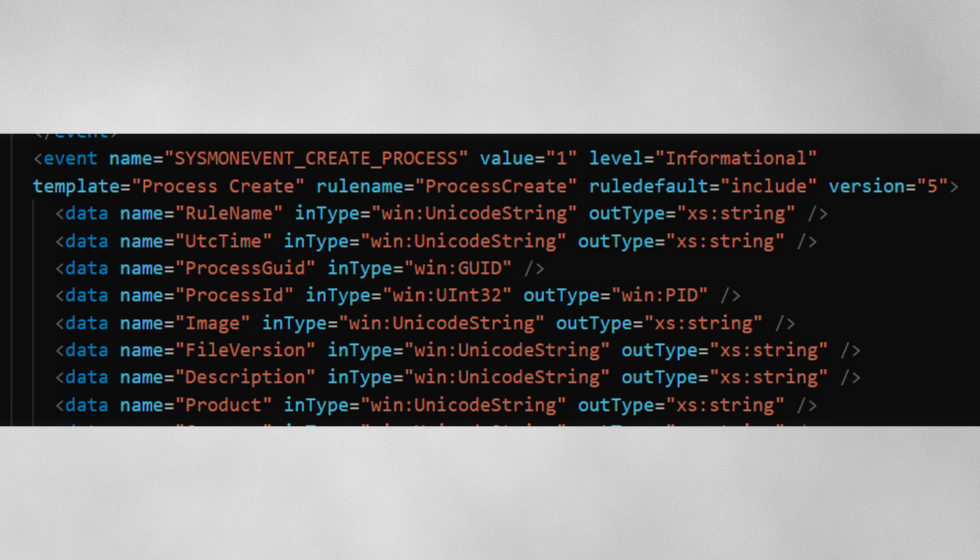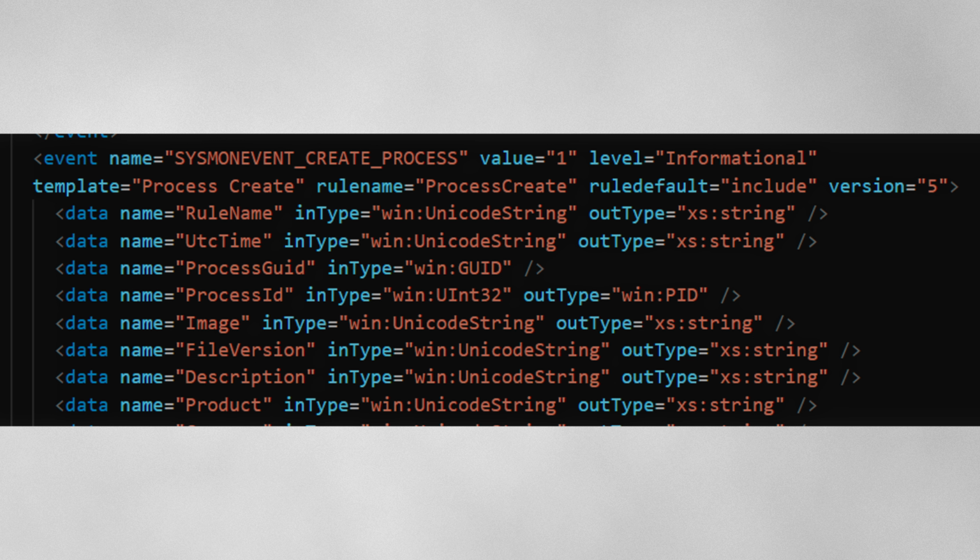And when we look at the schema, we need to understand what the schema is actually showing us when it comes to each one of those events and event types. Now let's take a look at how the schema actually shows the information about event types. So here we have the event type for system event create process. So this is the event that gets generated when a process gets started.